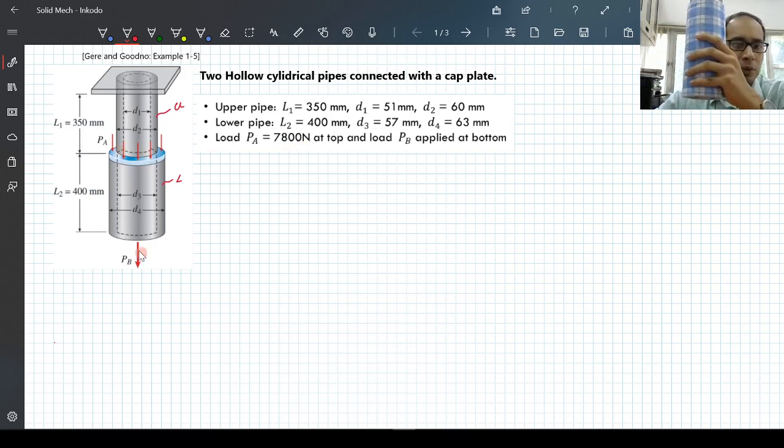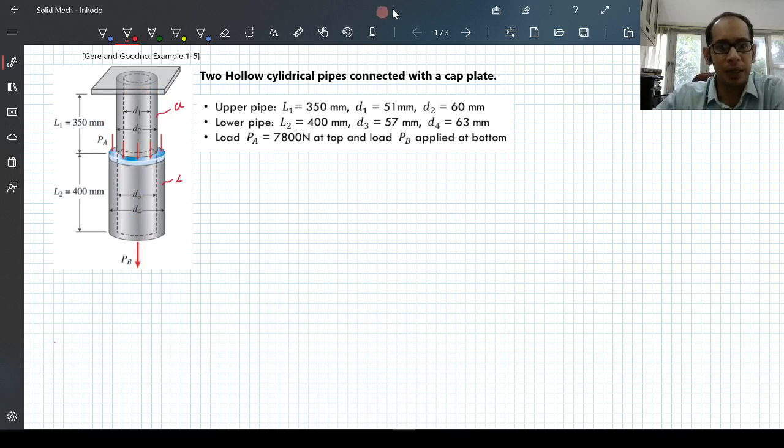And at the bottom you have another load PB, which is acting over here. A way to imagine that: suppose you connect a thread here and you're pulling the thread, that is the load PB. I hope the system is clear to you. I will explain it once again. One hollow cylindrical pipe, another hollow cylindrical pipe, welded together maybe. The upper pipe is fixed somewhere, and the load acting on the upper pipe is 7.8 kilonewtons, and on the lower pipe is a particular load PB.